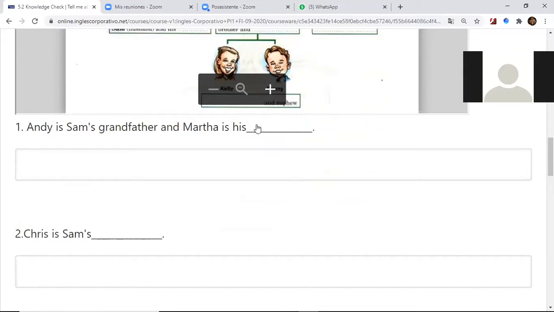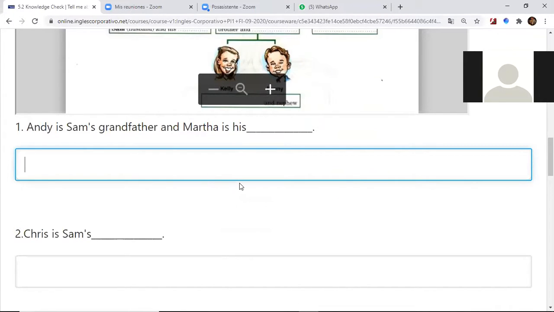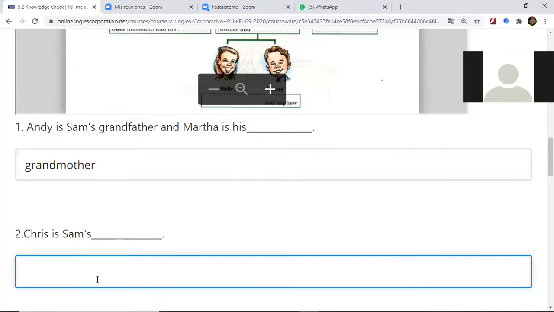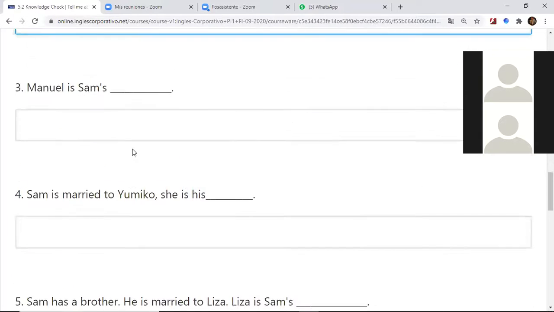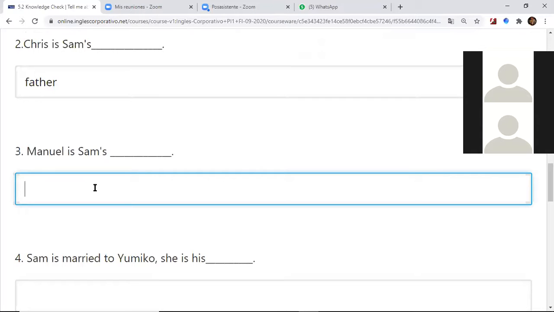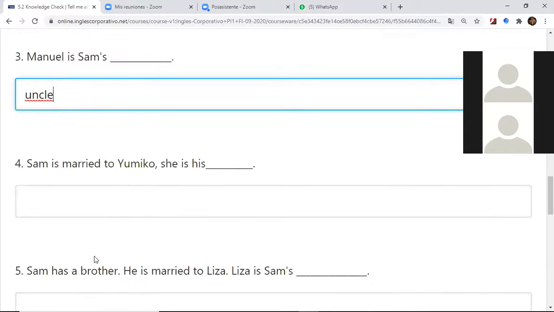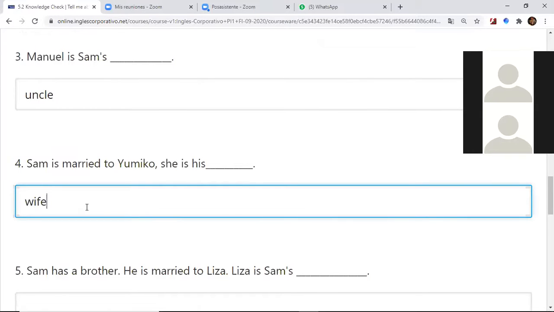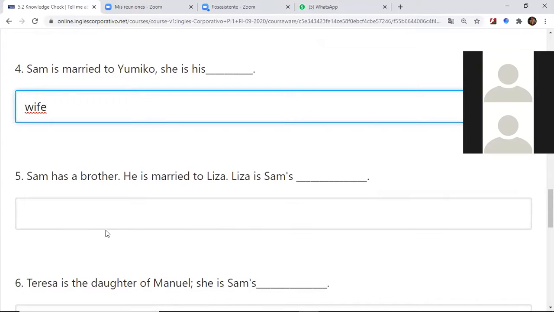Andy is Sam's grandfather and Marta is his? Help me, please. Volunteers. Grandmother, teacher. Grandmother, right? Okay, only grandmother, right? I'm kidding. Now, grandmother, good. Chris is Sam's father. Good. Let's continue. Manuel is Sam's uncle. Perfect. Sam is married to Yumiko. She is his wife. The boss, right? Okay.